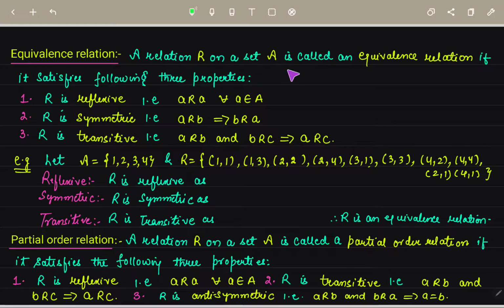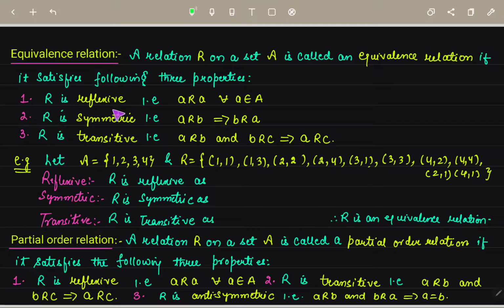A relation R on a set A is called an equivalence relation if it satisfies the following three properties. So first, what are these three properties? First property is that R is reflexive. Second is that R is symmetric. Third one is that R is transitive.